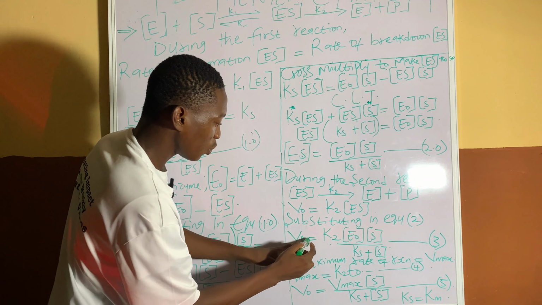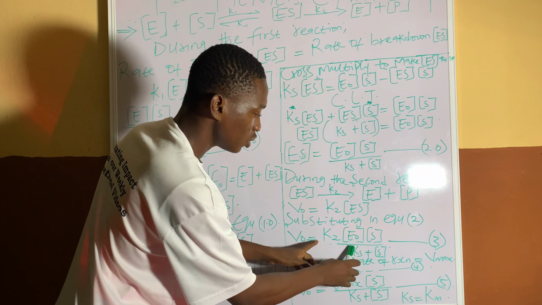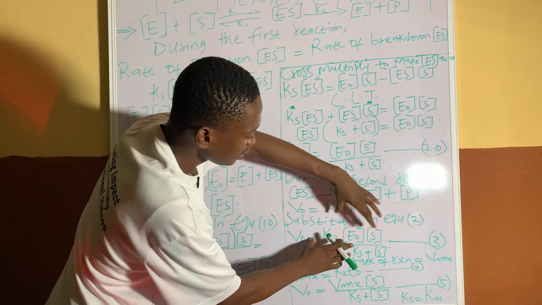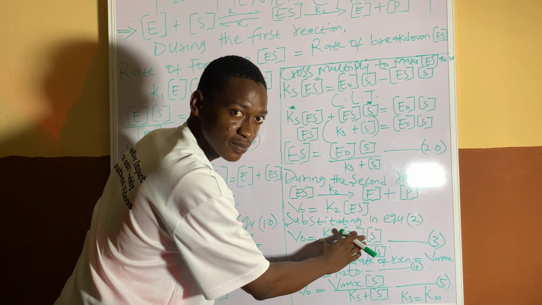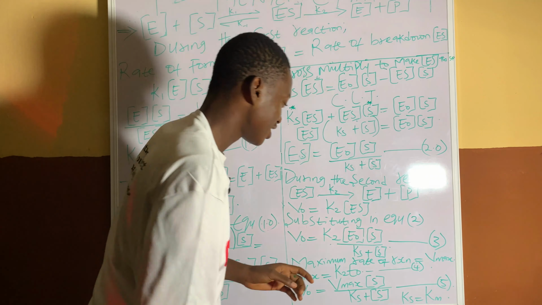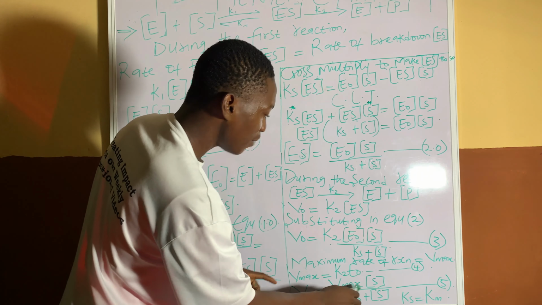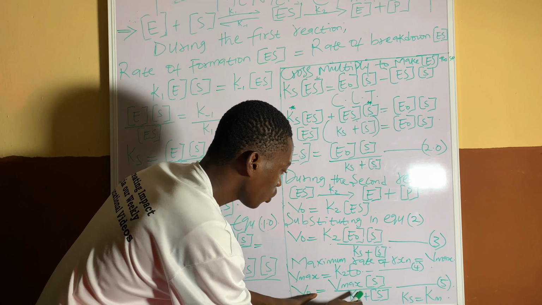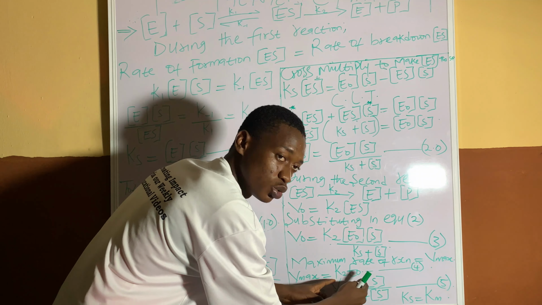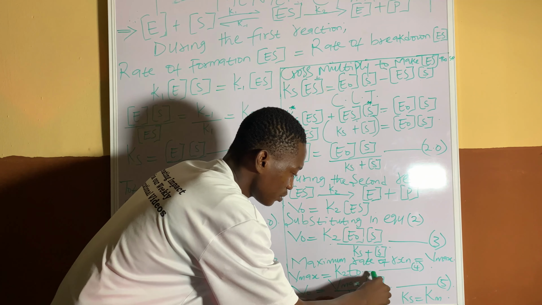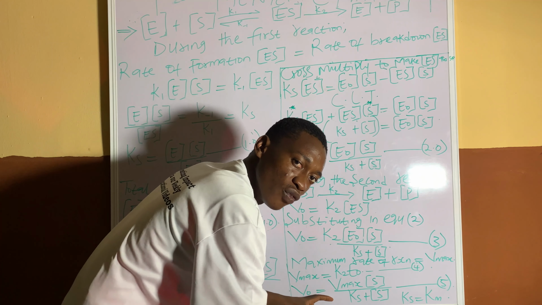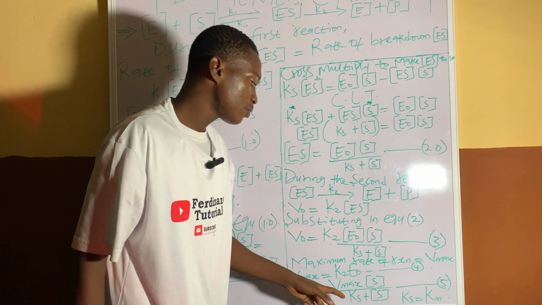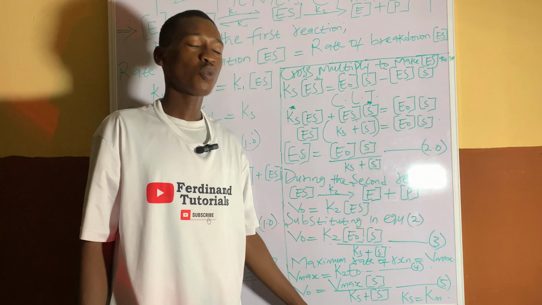So remember in this equation, we have V0 equals K2E0 concentration S all over Ks plus S. So instead of writing K2E0, what are we going to write? Vmax. You got it right. So we now have V0 equal to Vmax, as a result of K2E0, times concentration S all over Ks plus S.